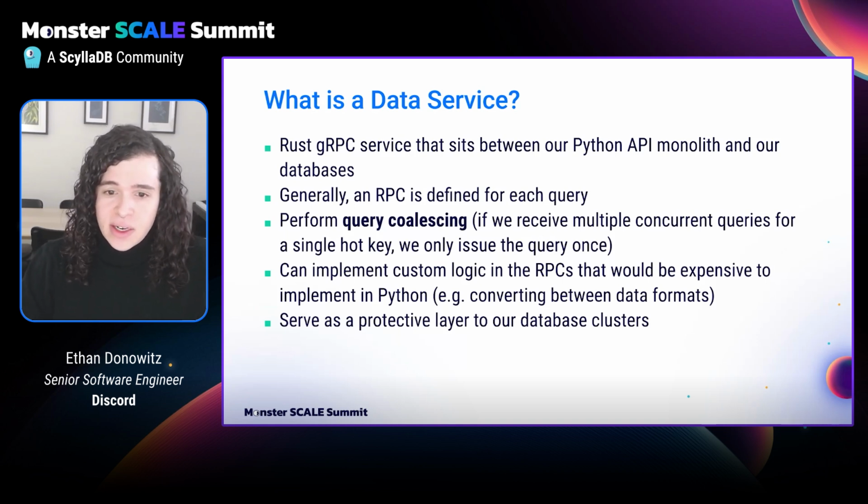These data services can also implement custom arbitrary logic that might be expensive to implement in Python. That might be data format conversion, or something like, if you have a query that returns a bunch of rows and you want to filter some of them in memory because the filtering can't be done by the database, that's something we can do in the data service as well. We can also do rate limiting. So with all of this combined, the data services serve as a kind of protective layer for our databases.